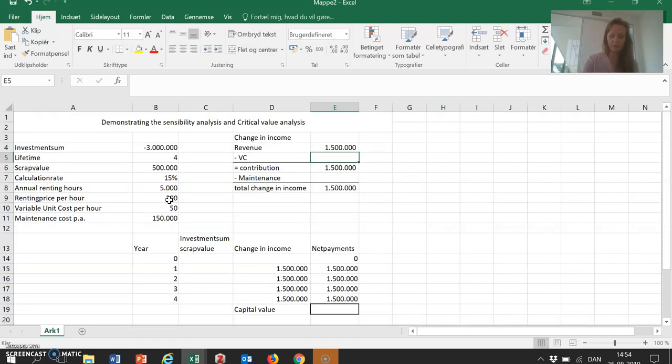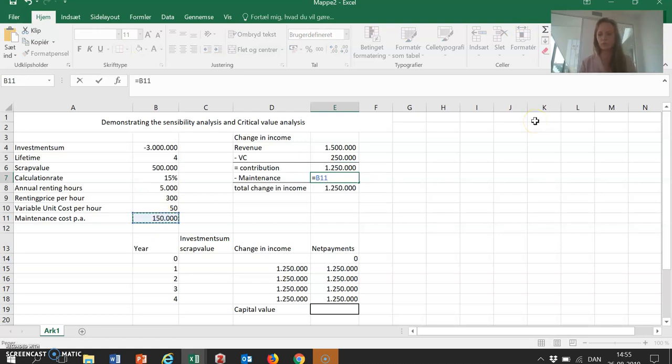We do the same thing with the variable cost. We have the variable unit cost, which should be 50, and we multiply that with the number of renting hours. Subtract these two numbers and you get the contribution. Maintenance is the 150, a fixed amount every year, so you just pull it over. Remember to calculate these numbers. Don't write them. Otherwise, you will not have an Excel file that would work for you with what we do next.